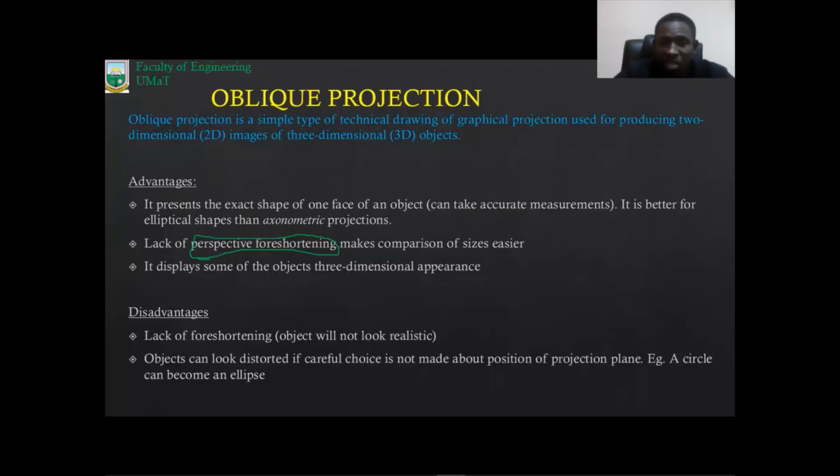Disadvantages: it lacks foreshortening, because all realistic objects are foreshortened in one way or the other. That is why when you raise your phone to take a selfie, you notice that depending on where the phone is located, sometimes the selfie might be short or shrink. What you have depends on where you position your phone camera. So in nature, every picture we take is distorted or foreshortened to a certain extent. Another disadvantage is that objects can look distorted if careful choice is not made about the position of the projection plane. That is what I explained earlier about the circle and the ellipse on the cube in the previous slide.